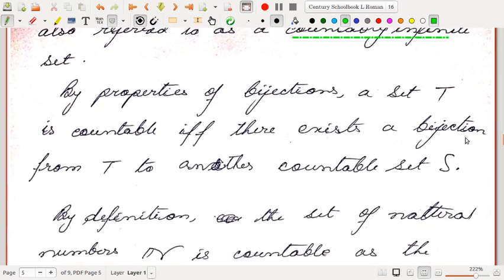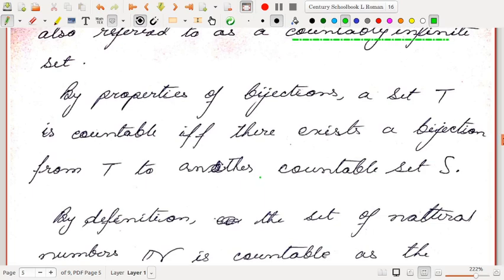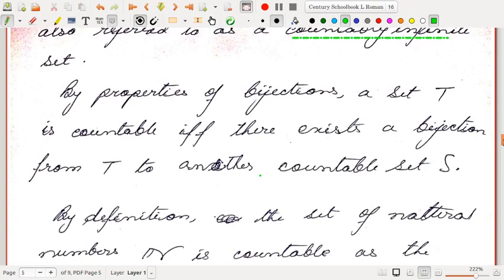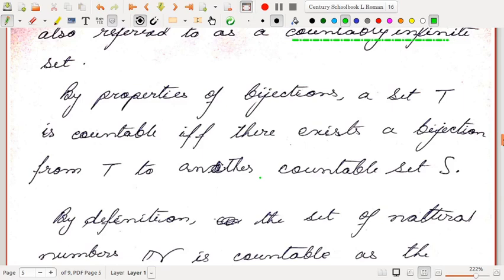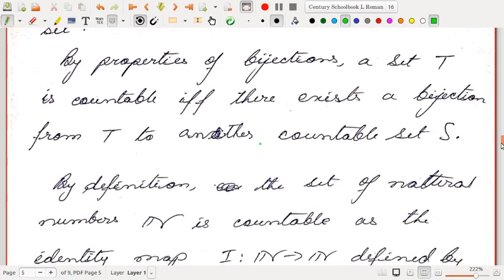By properties of bijections, a set T is countable if and only if there exists a bijection from T to another countable set. This is similar to the remark that I made for finite sets. So it is not always necessary to construct an actual bijection from N to S. In many examples we already have a standard countable set, and if I want to show another set is countable, we try to construct a bijection from that set to this standard countable set. This follows from the properties of bijection: composition of two bijections is a bijection. So these are equivalent things.